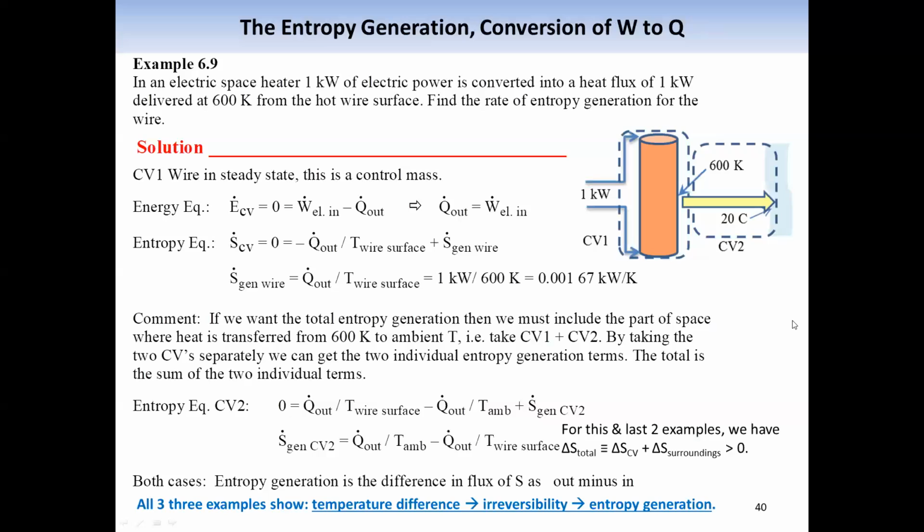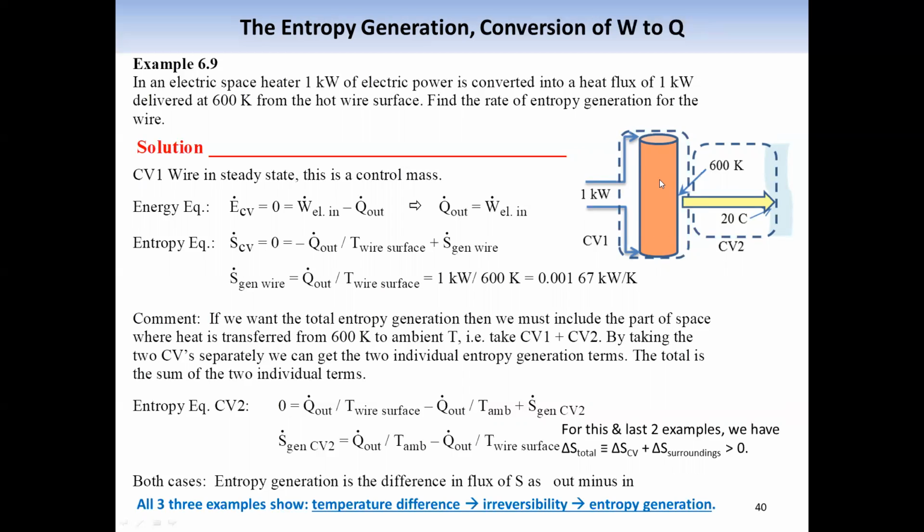Let's look at the third example. If we have a resistor, a heating element inside a space heater as the control volume, the electrical power provides 1 kilowatt of energy to the resistor.